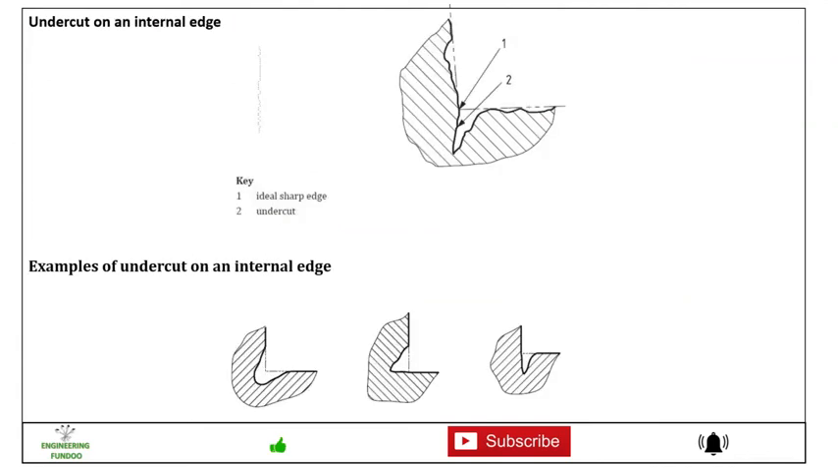Now let's see undercut on internal edges. Here you can see the internal edge is formed like this, and this is the undercut. Similarly, there are examples of various undercut on internal edges. You can see here this is the undercut which is also there.